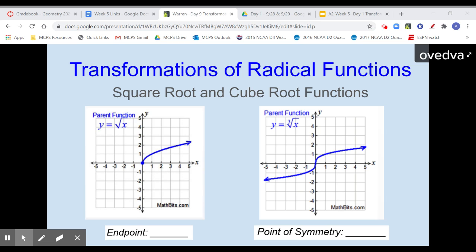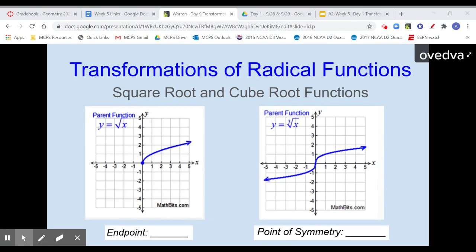Okay, hello everyone. So in this video, I'm going to be talking about transformations of radical functions. Before I get into the video, I'm going to just remind us what a radical function is. Basically, a radical function is a function that has a root in it. Whether that is a square root, like the function on the left of your screen right now, or a cube root, like the function on the right of your screen right now, we are going to be looking at those functions and their transformations.